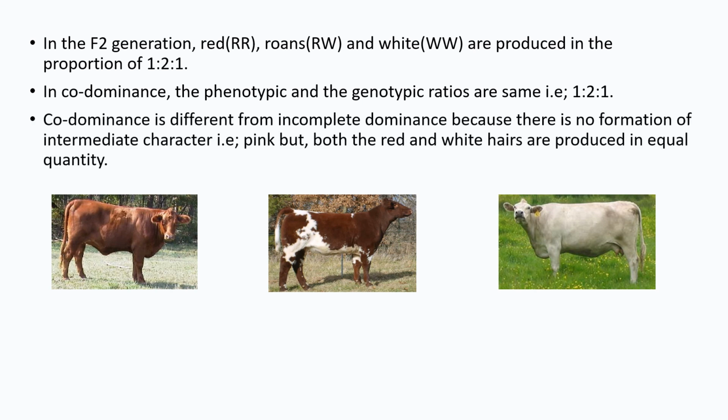Codominance is different from incomplete dominance, because there is no formation of an intermediate character, that is pink, but both the red and white hairs are produced in equal quantity.